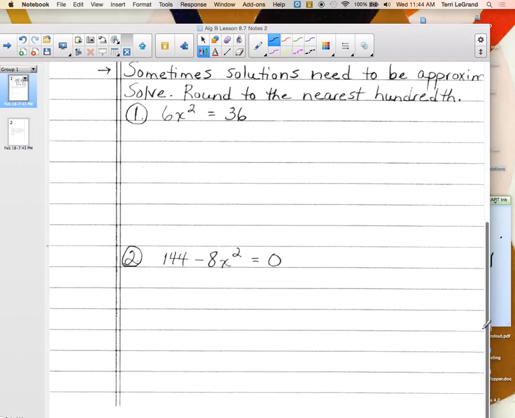Divide both sides by 6. Okay, so we'll take 6x squared and divide it by 6. 36 divided by 6, and you're maybe pretty soon going to recognize it seems like we just ruined it, because 36 was a perfect square. But 36 divided by 6 is 6, and 6 is not a perfect square, is it?